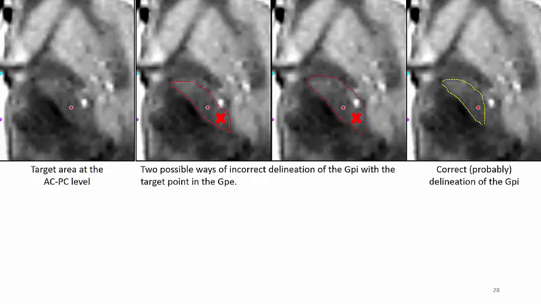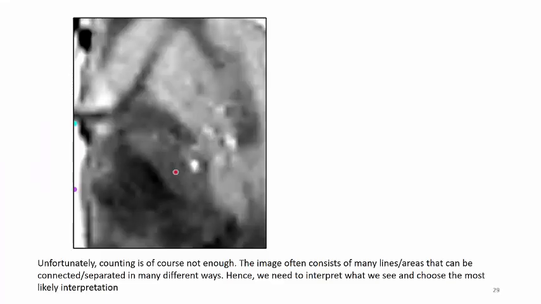These mistakes could easily have been avoided by simply recounting the main parts of the lenticular nucleus, since in these two examples the supposed GPI is in its posterior part bordering directly on the putamen without any GPE or lamina between, which of course is impossible.